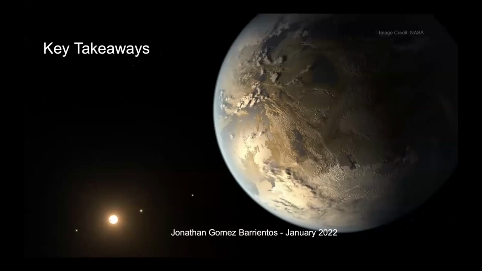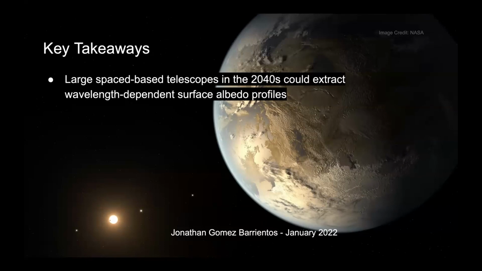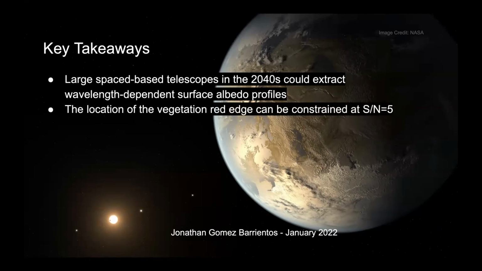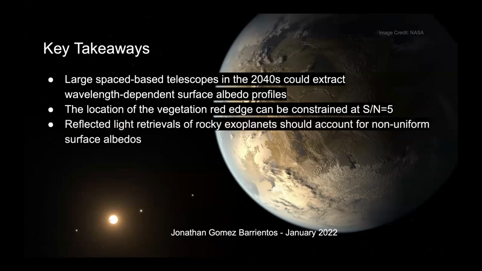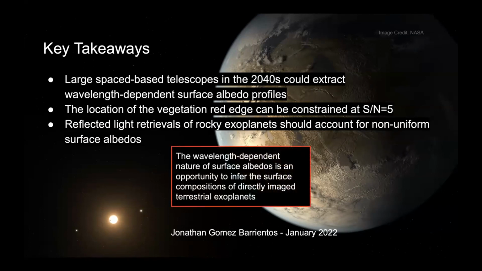So to recap, the key takeaways here are that large space-based telescopes in the 2040s could extract wavelength-dependent surface albedo profiles, in addition to constraining the atmospheric properties of Earth-like exoplanets. The location of the vegetation red edge can be constrained at a signal-to-noise ratio of 5. The reflected light retrievals of rocky exoplanets should account for the wavelength-dependent aspect of surface albedos in order to obtain unbiased results. And finally, the wavelength-dependent aspect of surface albedos offers us an exciting opportunity to infer the surface compositions of directly imaged terrestrial exoplanets.